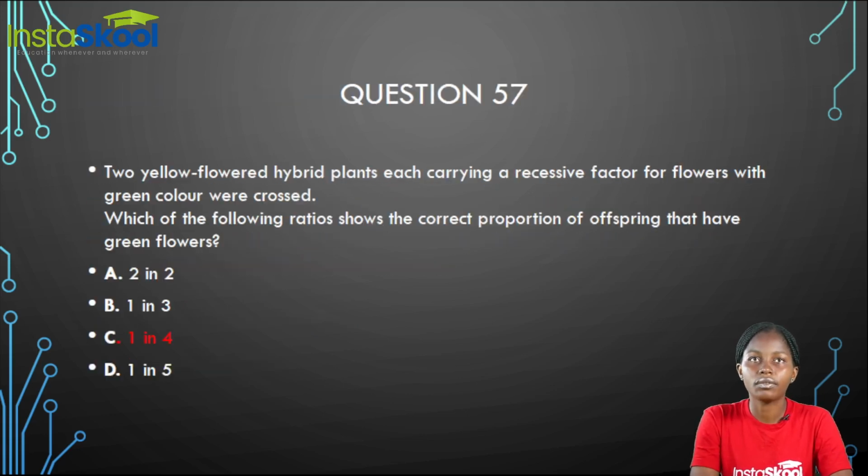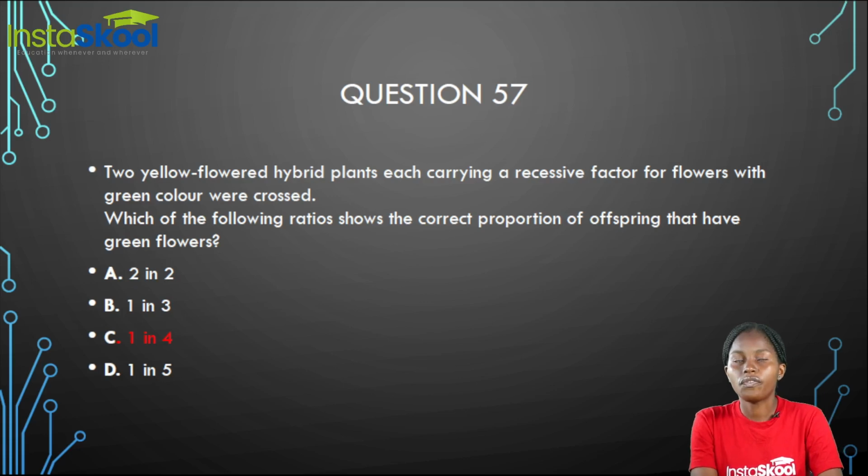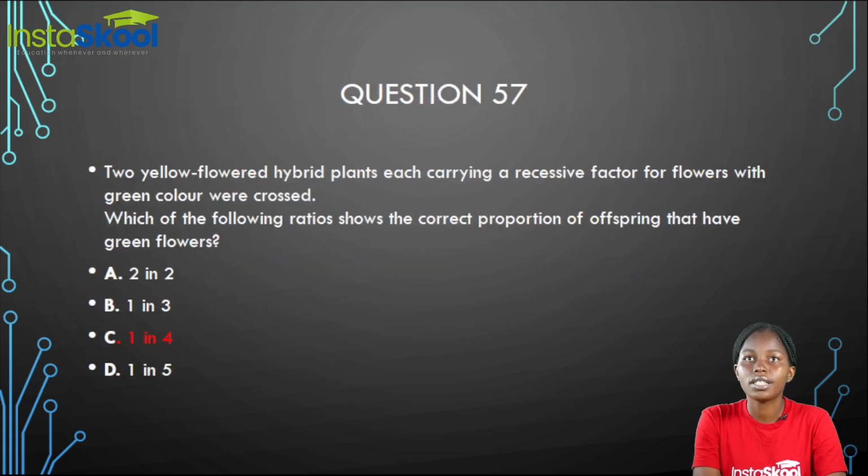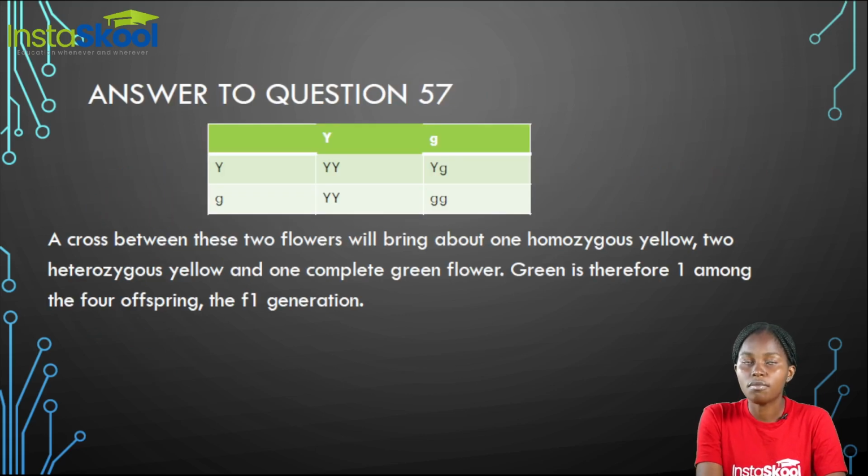Question 57. Two yellow flowered hybrid plants, each carrying a recessive factor for flowers with green color, were crossed. Which of the following ratios shows the correct proportion of offspring that have green plants? Now, if we cross these 2 plants, since it is yellow, we can represent it by capital Y. Then the green color is recessive, we can represent it by small g.